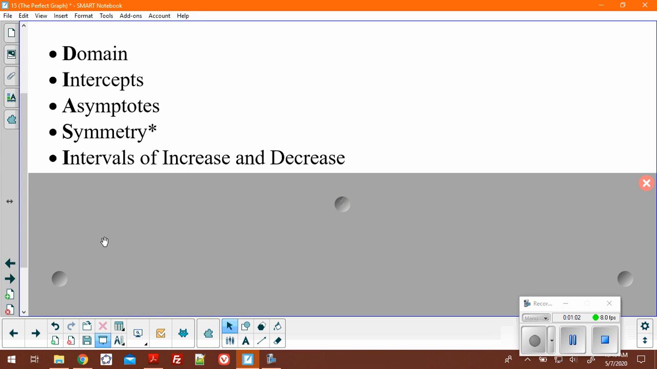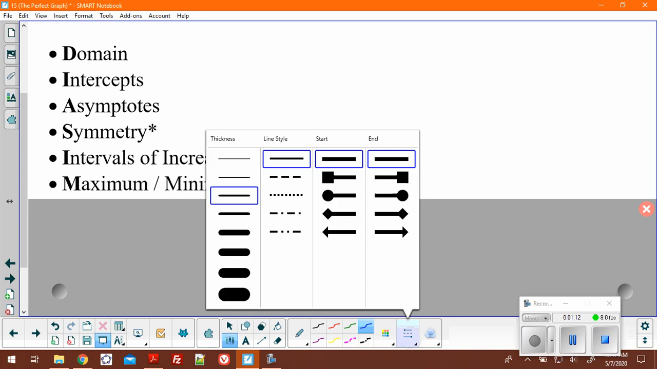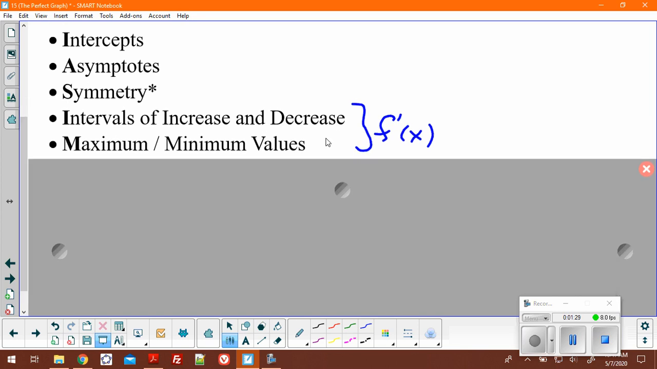Okay, we like to identify intervals of increase and decrease. Where is it going up and down? And we like to know where our maximum and minimum values are. From the note yesterday, that is information that comes from the derivative. If my derivative is positive, that means my function is increasing. If my derivative is negative, then I know my function is decreasing. And we can use the first derivative test to identify max and min values.